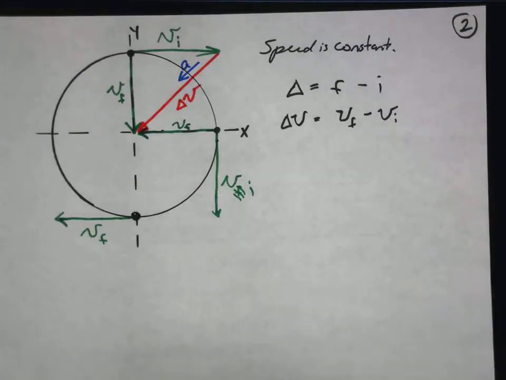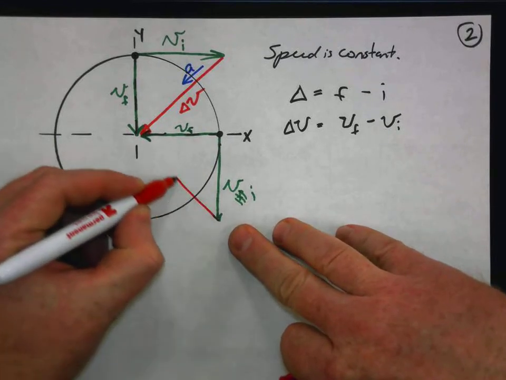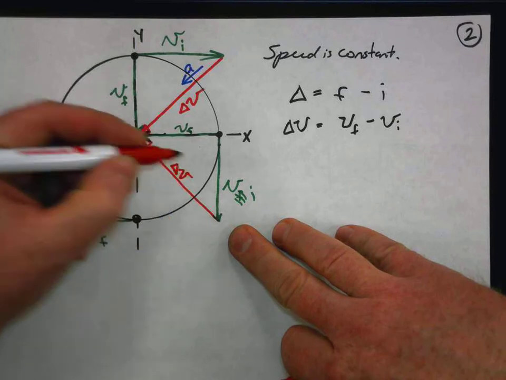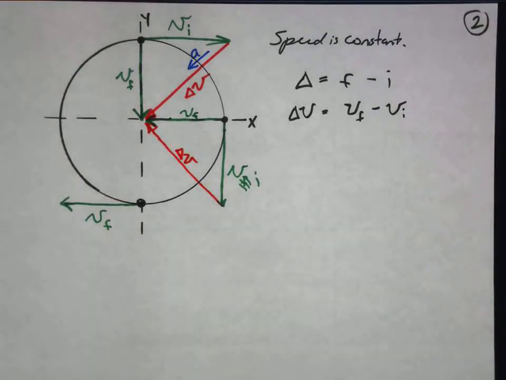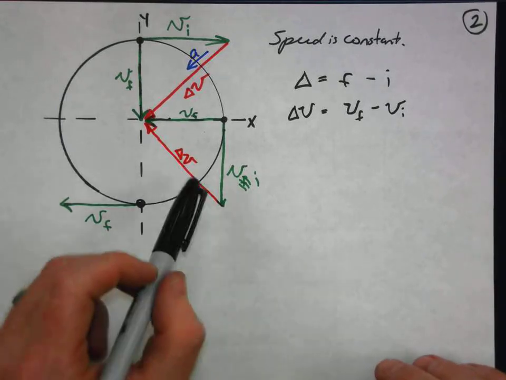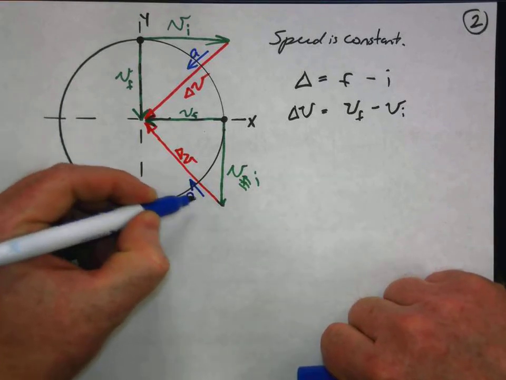And I can look at something happening. I go from this one to that one, and I have the delta V. And again, it is still pointed toward the center. So yes, the answer is yes. The delta V will always be pointed toward the center. And what that means is your acceleration will always be pointed toward the center.